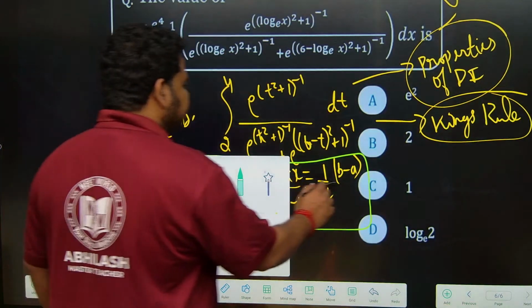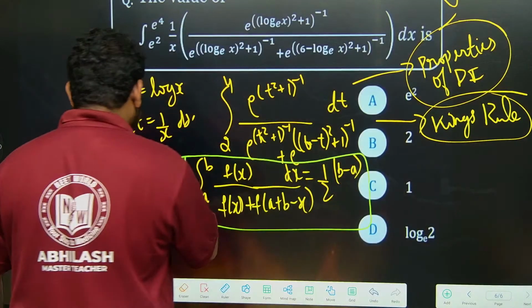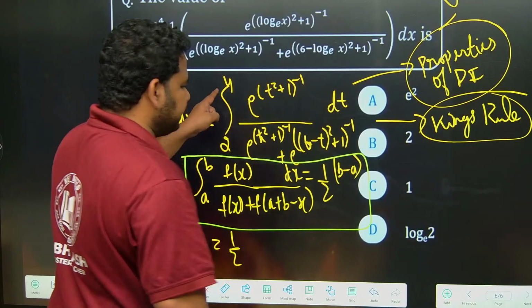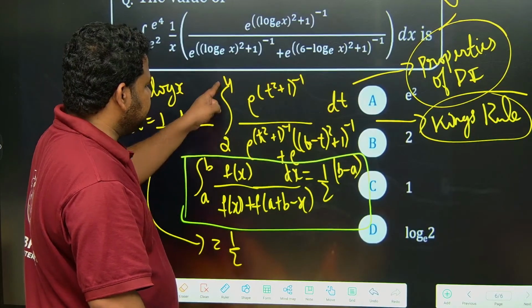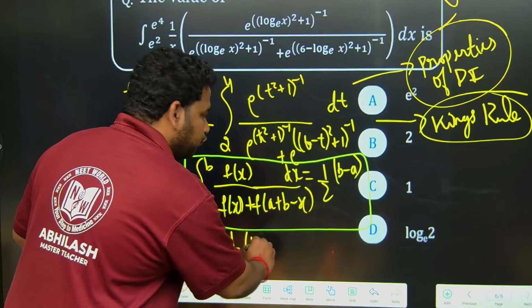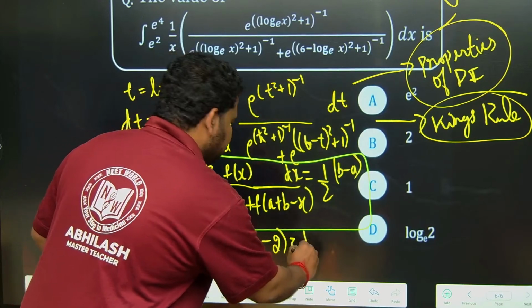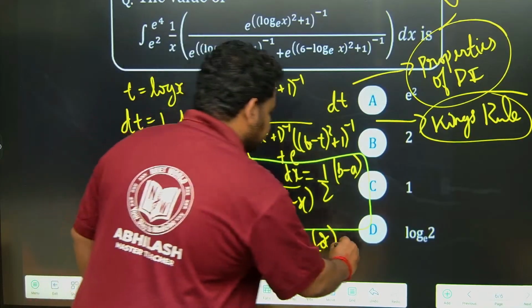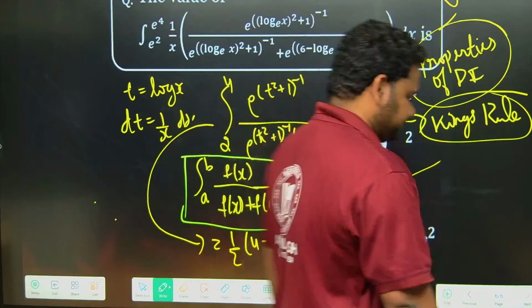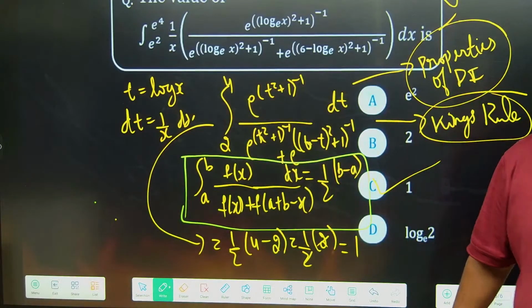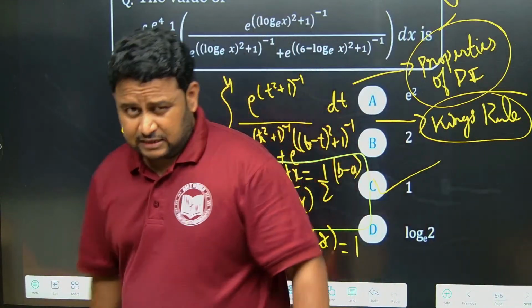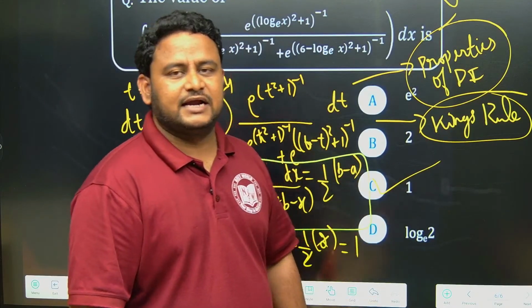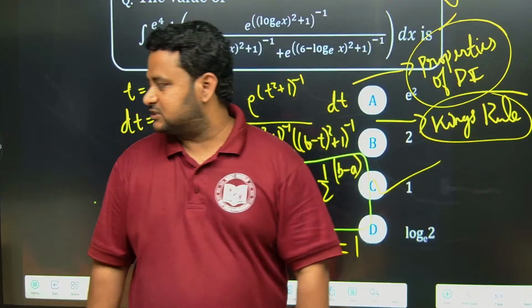This entire integral will become equal to 1 by 2 times b minus a. B is 4, a is 2, so 4 minus 2 is 2. So 1 by 2 times 2, that is 2 by 2, cancelled. I will get it as 1. So the answer to this question is option C, that is the first answer, number 1. Option C is the right answer to this question, friends.